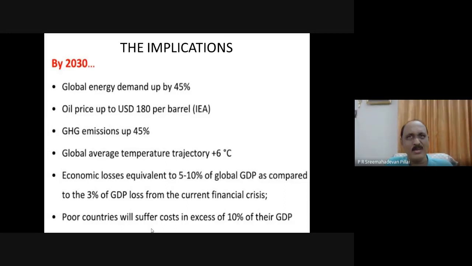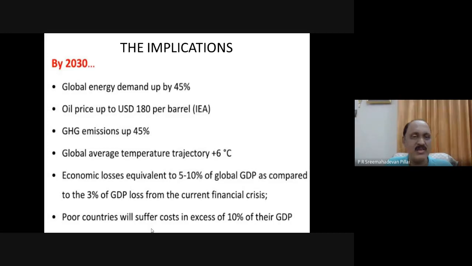These are the energy implications. I've always been saying that one of the primary factors is the energy implication. Global energy demand in the next 10 years will increase by 45%. Oil price after COVID will go on increasing. Now it is very low, a lifetime low right now, because people are not using vehicles much, but it will increase. It will go to $180 per barrel.